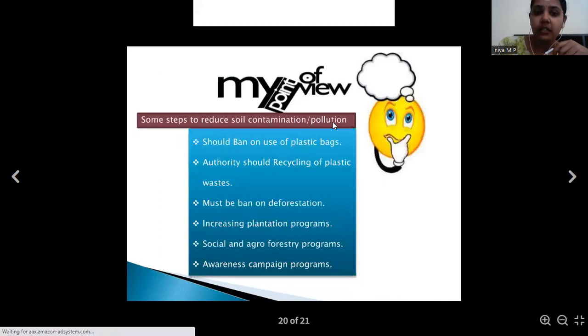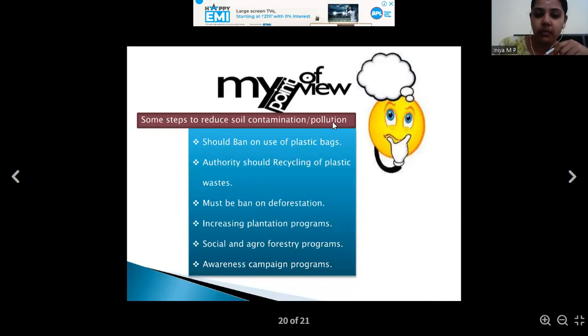And some of the steps to reduce soil contamination: there should be a ban on use of plastic bags. Authorities should ensure recycling of plastic waste. There must be a ban on deforestation, increased plantation programs, soil and agroforestry programs, awareness campaign programs, etc.